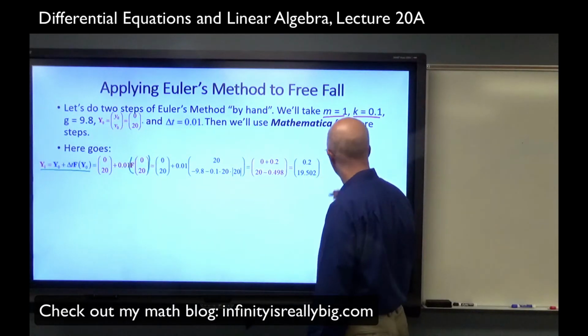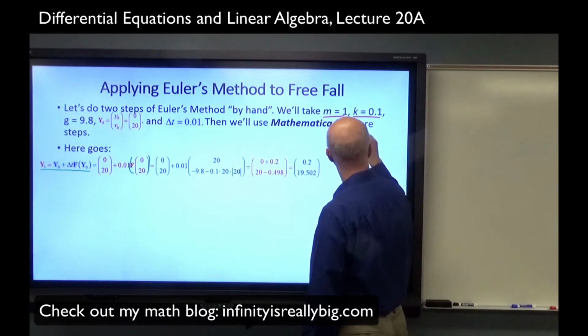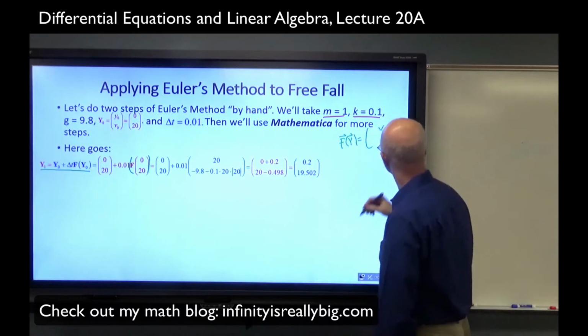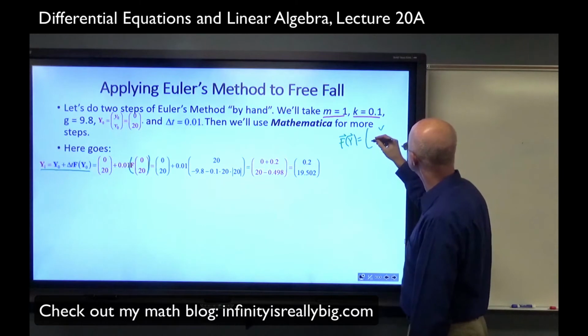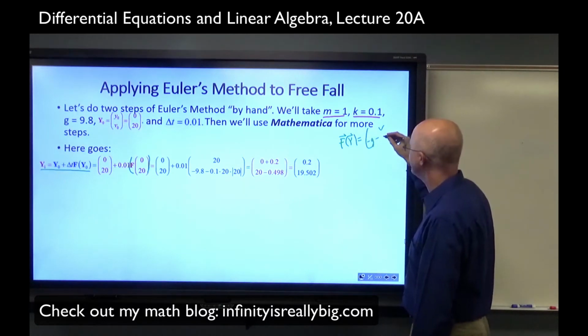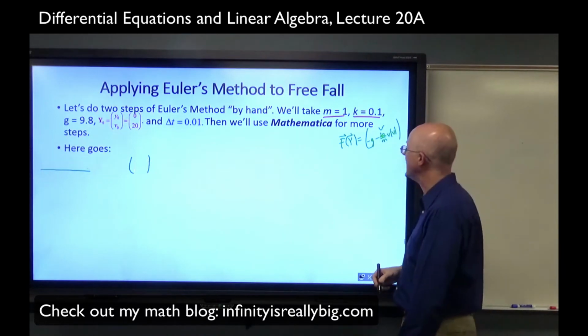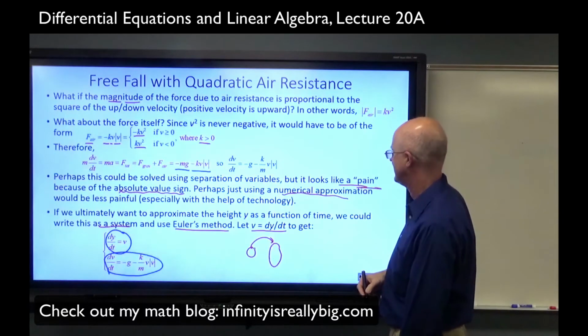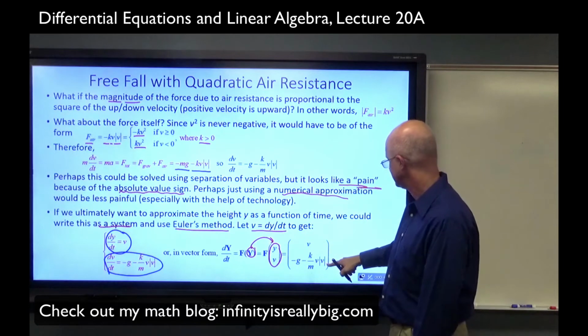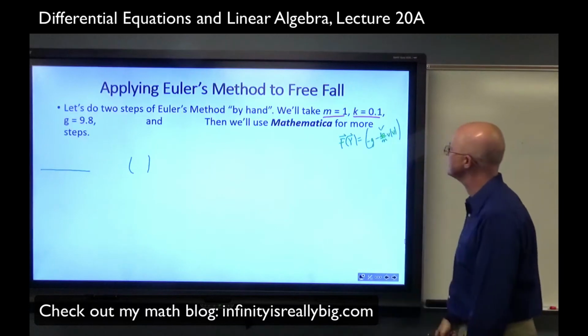I guess we should write down the formula for boldface f again if I can remember it. Its first component was v. Its second component was negative g minus, I think it was k over m, times v times the absolute value of v. I believe that's correct. Maybe I should check. Yes, looks good. Okay, so there's our formula.